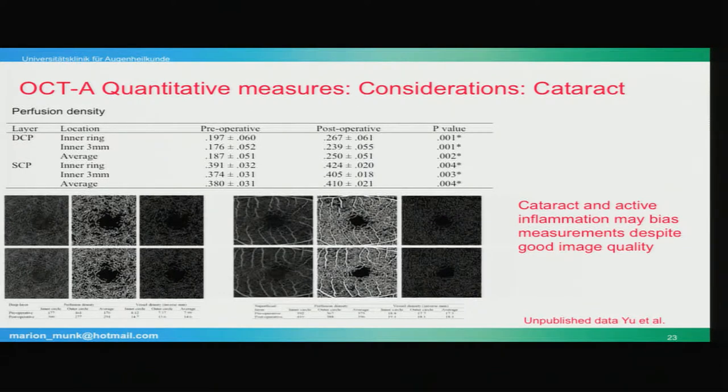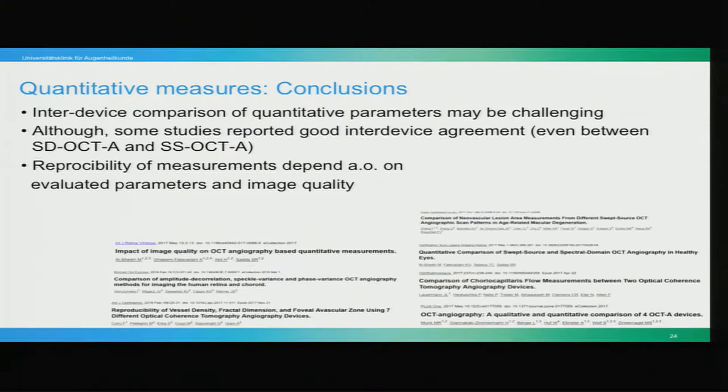However, no matter how good your image quality is, and even if you have a signal strength of 7 or above, and you have no imaging artifacts, no motion artifacts, you still have to consider cataract, because your quantitative measurement will be biased by cataract and will be falsely low, even if the image quality is perfect. You just have to be aware of that, or at least have it in mind when you look at the images and evaluate them.